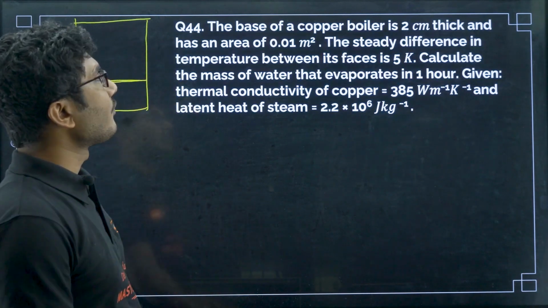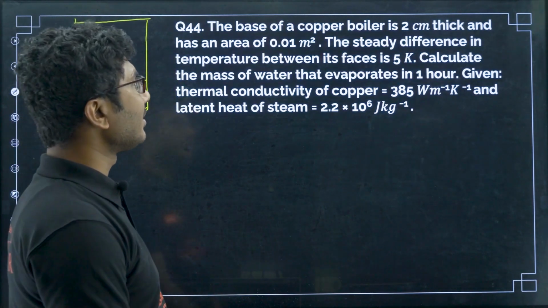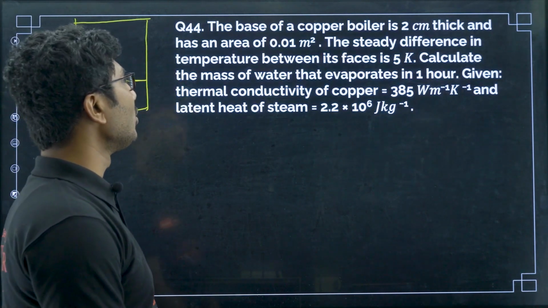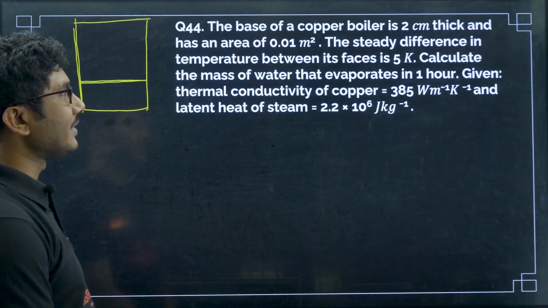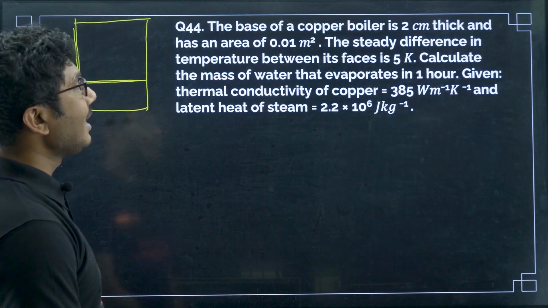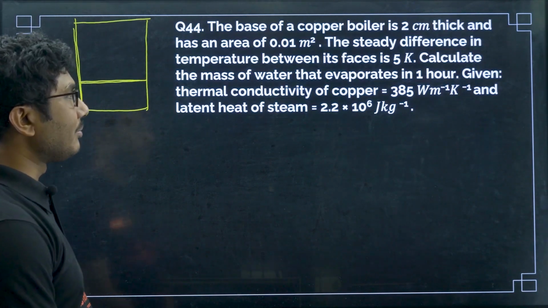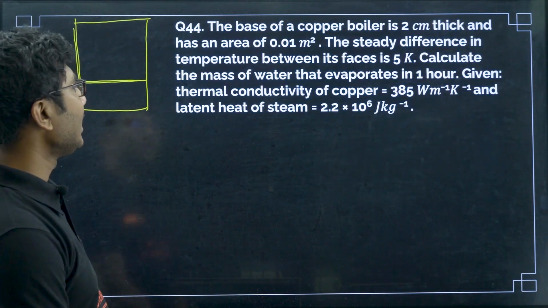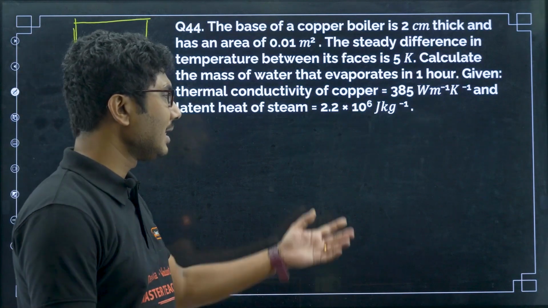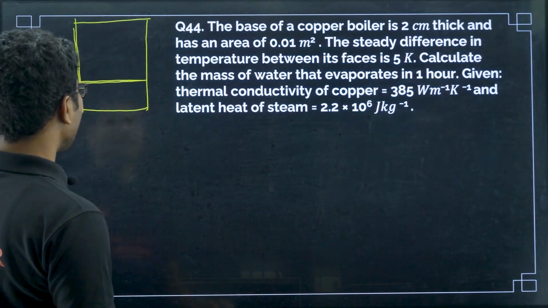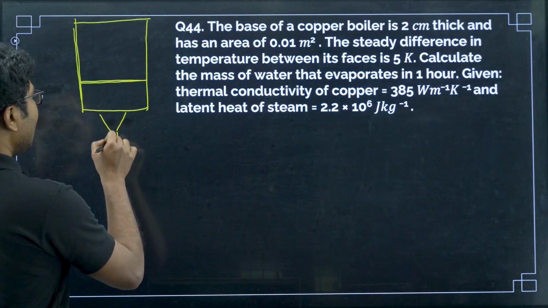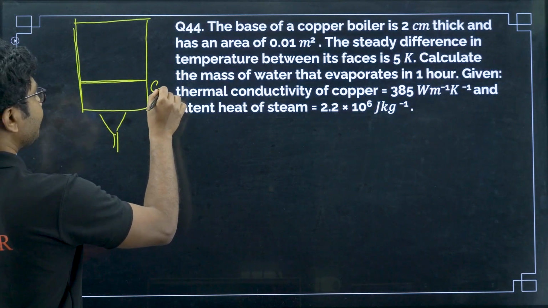Okay, the base of a copper boiler is 2 centimeter thick and has an area of 0.1 meter square. Steady difference in the temperature between its faces is 5 K. Calculate the mass of the water that evaporates in 1 hour, given the thermal conductivity of copper is 385 and latent heat of steam is joule per kg. So first of all, what is happening? You are heating the base, 2 centimeter thick.